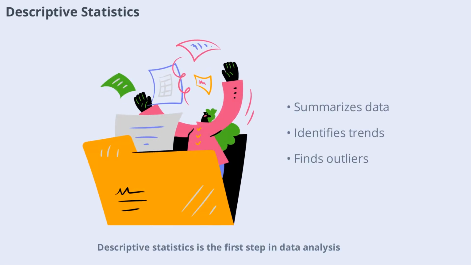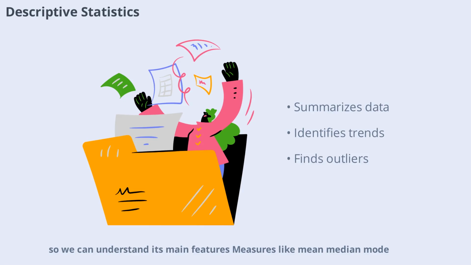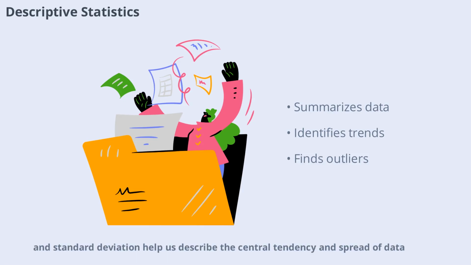Descriptive statistics is the first step in data analysis. It involves summarizing and organizing data so we can understand its main features. Measures like mean, median, mode, and standard deviation help us describe the central tendency and spread of data. In data science, descriptive statistics are used to get a quick overview of the dataset before diving deeper. This step is crucial for identifying outliers, trends, and patterns.